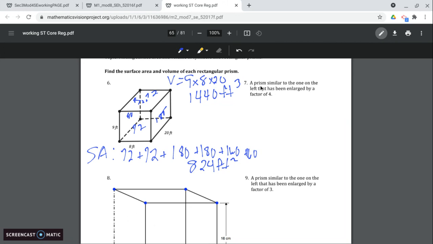So number 7, a prism similar to the one on the left has been enlarged by a factor of 4. So you don't have to draw this. You don't have to do anything like that. All you're doing is you're going to use that factor. So if we have the factor of 4 and we're dealing with surface area, area is a squared value. So that means we're going to multiply our surface area.